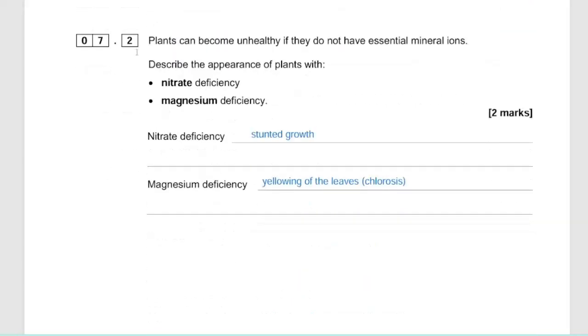7.2. Plants can become unhealthy if they do not have essential mineral ions. Describe the appearance of plants with nitrate deficiency and magnesium deficiency. And once again, this is just something you need to remember. It's in your textbook. They rarely ask questions on it, but when they do, if you remember, it's just 2-3 marks. Nitrate deficiency leads to stunted growth. Magnesium deficiency leads to the yellowing of leaves, which is also known as chlorosis.